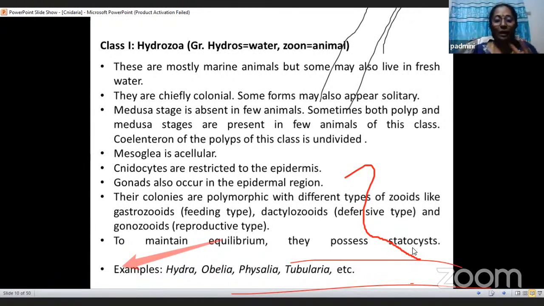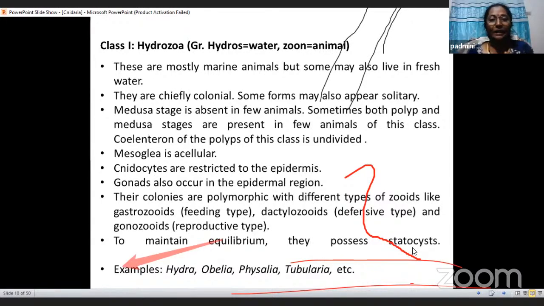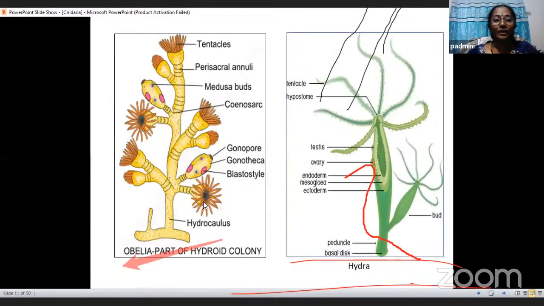So they help in bringing the animal back to the position. So that is called statocyst. So you can make an underline and make a note of it in your rough book. Statocyst. Okay. Examples over here: Hydra, Obelia, Physalia, and Tubularia are the examples over here, how they look like.